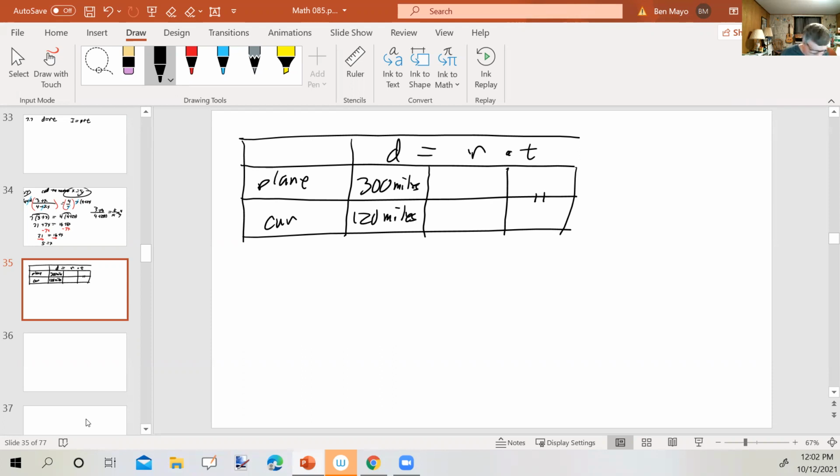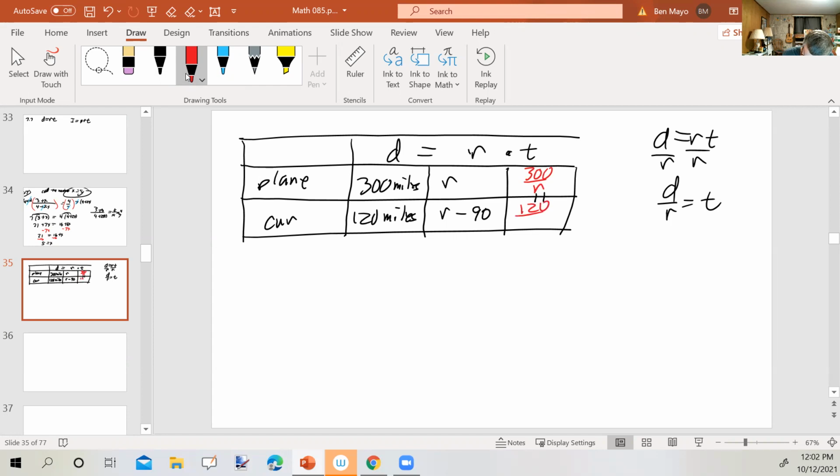If the car travels 90 miles per hour slower than the plane, so if the plane is r, the car would be r minus 90. Find the speed of the plane, which is going to be r. So d equals rt, divide both sides by r, d over r equals t. So the time for the plane would be 300 over r. The time for the car would be 120 over r minus 90. But since the times are equal, our equation becomes 300 over r equals 120 over r minus 90.